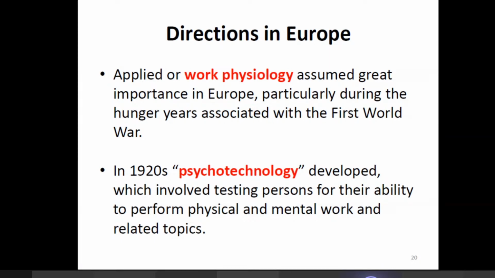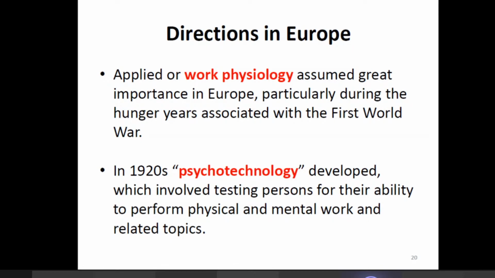Right. So if you look into the directions of ergonomics in Europe, basically it started with the work of physiology, which was applied within the First World War, World War I. This is where they looked into human factors. But at that time, the terminology of human factors and ergonomics was not yet introduced. We did have psychotechnology, which involved testing certain persons to look into their ability and performance for certain things.